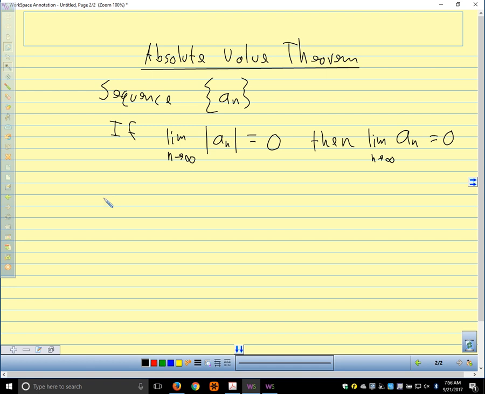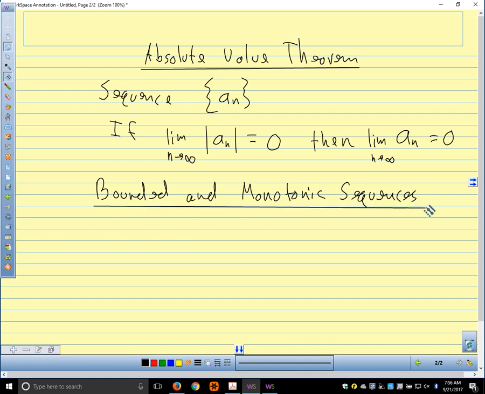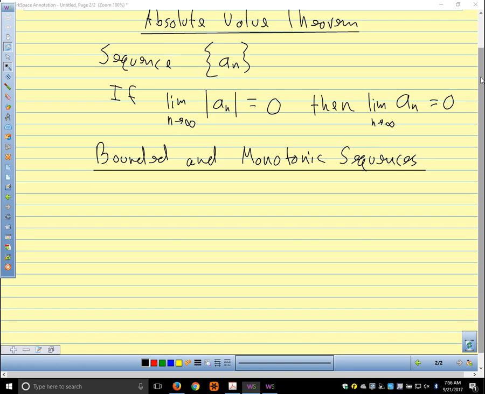Main idea for today: bounded and monotonic sequences. And if you do any kind of advanced calculus analysis, the idea of bounded and monotonic is one of the key ideas for convergence, one of the key ideas for a lot of things. All right, so we're going to make some definitions. We need to know what monotonic is.